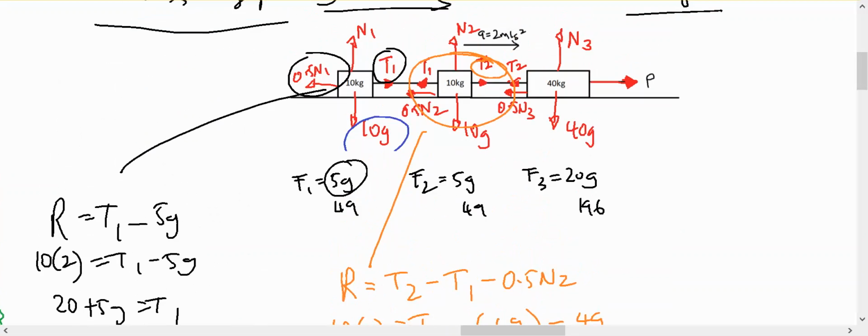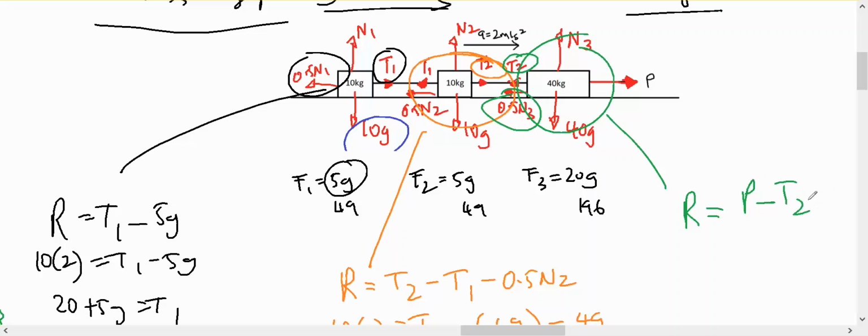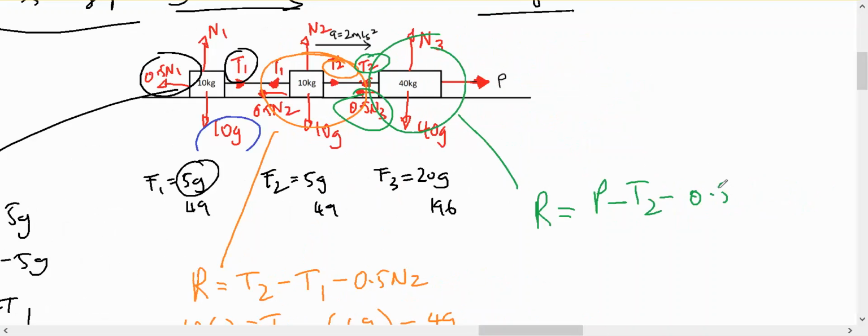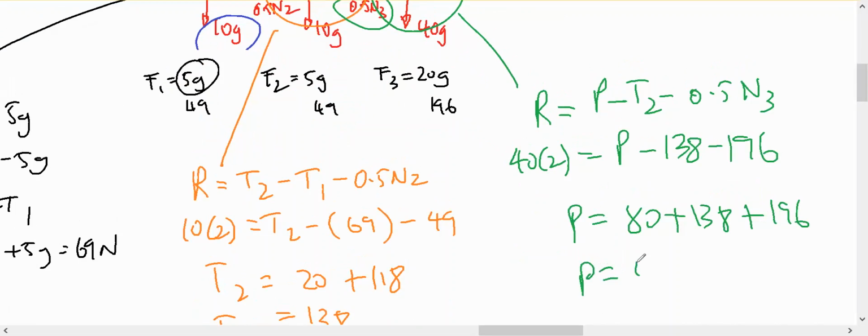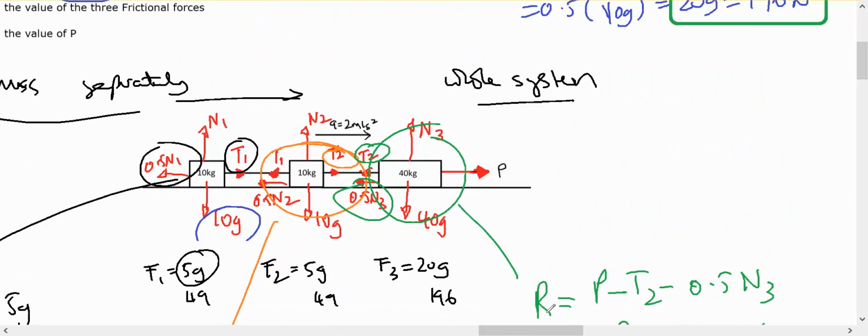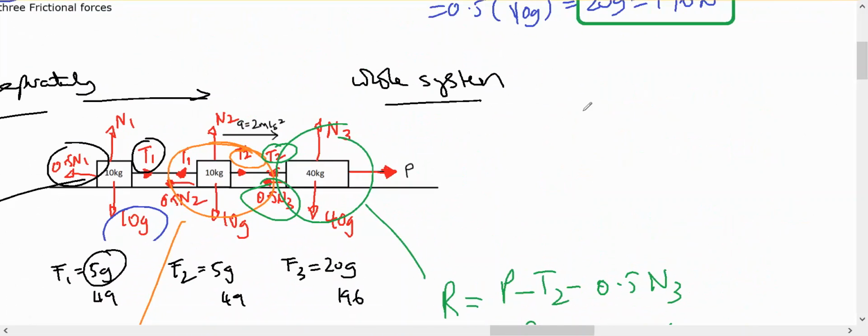Which means then when I look up my front, any resultant force in the direction of motion will be equal to P minus the 2 things going in the opposite direction, which is T2 minus 0.5 times N3. So therefore 40 times 2 will equal P minus, what was it, 138 minus 196. Therefore P equals 80 plus 138 plus 196. P equals 414 newtons.